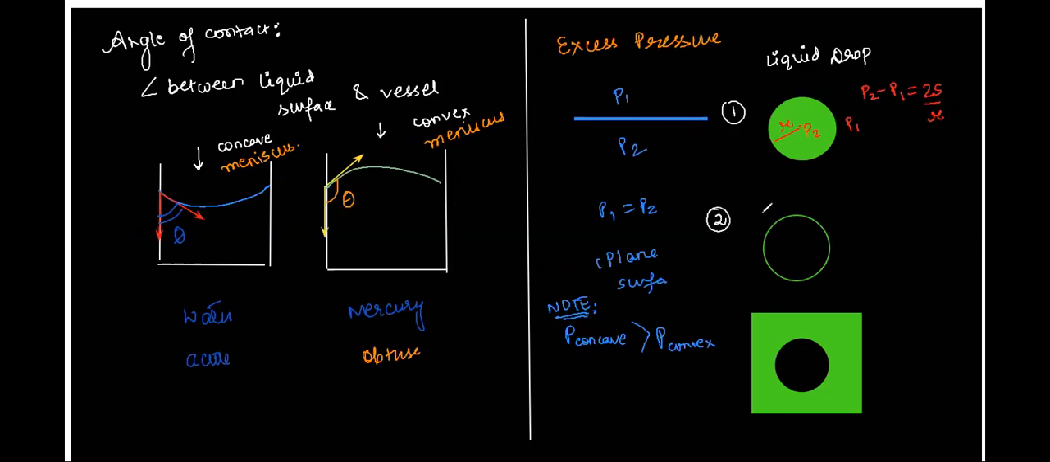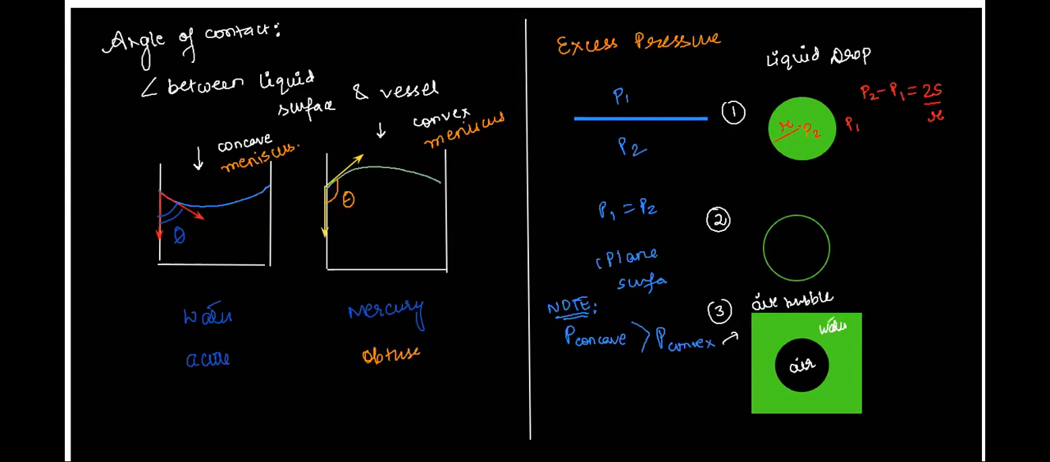Now take the same thing for an air bubble. The one which I'm drawing, the third one, is the air bubble. This is air, inside water or any liquid. Let's say inside the sea, there are several bubbles coming up. So this is the air bubble.